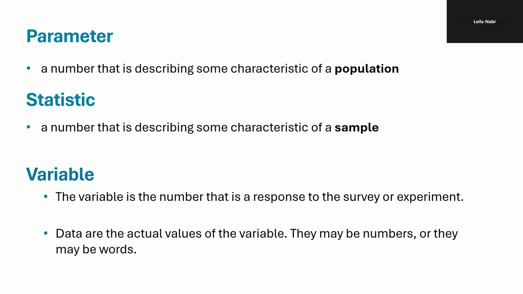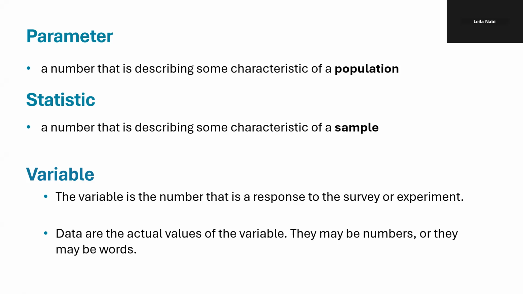More definitions. What's a parameter? What's a statistic? What's a variable? A parameter is a number, whatever describes a characteristic of the population. But a statistic is a number, or whatever describes a characteristic of a sample. Everything that describes the population is called a parameter. Everything that describes a sample is called a statistic.